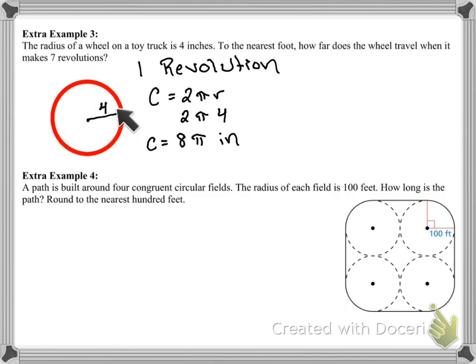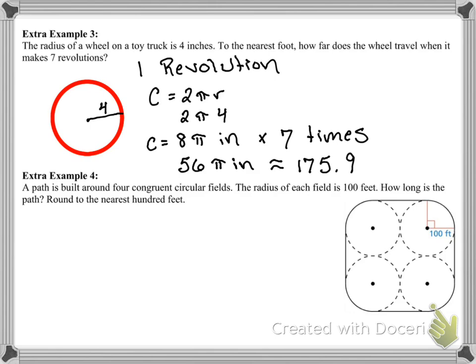Okay, but it's going to do that 7 times. So I'm going to multiply that by 7. So 8 times 7, 56 pi inches. Exact, which is approximately 175 to the nearest foot. So we don't want a decimal here. So that 9 is going to round that 5 up to a 6. So let's fix that. 0.6. So 176. Oh, ooh, tricky.